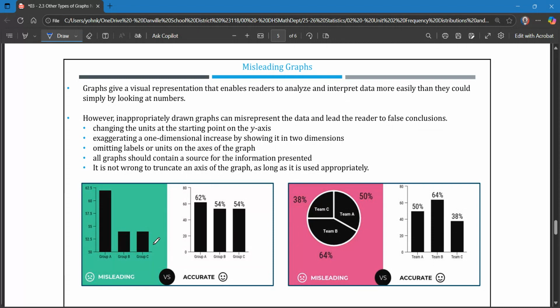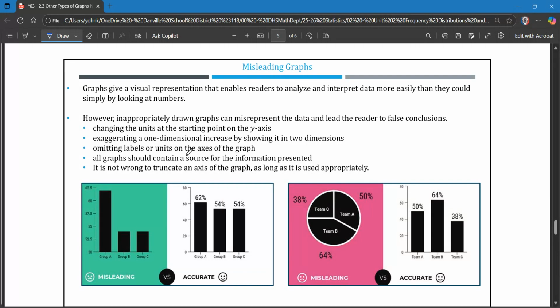However, inappropriately drawn graphs can misrepresent the data and lead the reader to false conclusions. So things like changing the units at the starting point on the x-axis. That's what this first one is looking at. Or on the y-axis, changing the units starting at 50 versus starting at 0. When they start at 0, they're very similar. When it starts at 50, there's a big discrepancy between them.